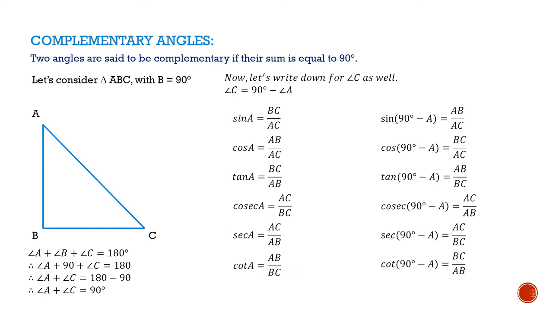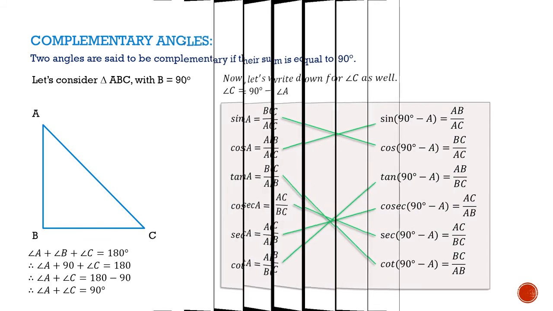Now if you look at both these lists carefully, you will be able to match the similar things, just like I did here for sine A and cos 90 minus A, because their ratios are matching. Sine A is BC by AC. Similarly, cos 90 minus A is also BC by AC. And similarly, if you look ahead, cos A will be matching with sin 90 minus A, because their ratios are also matching. If you proceed ahead, you shall be able to figure out the rest of the equal things.